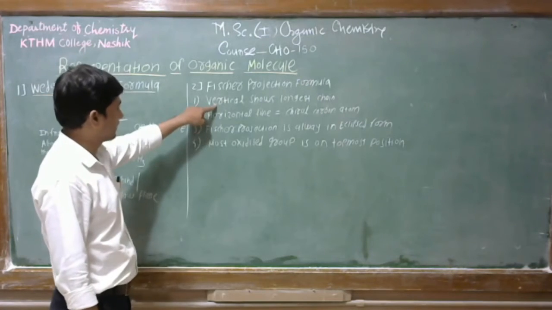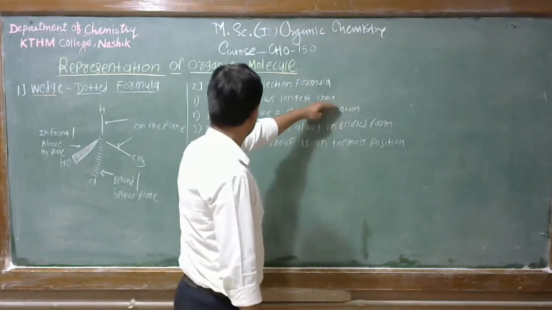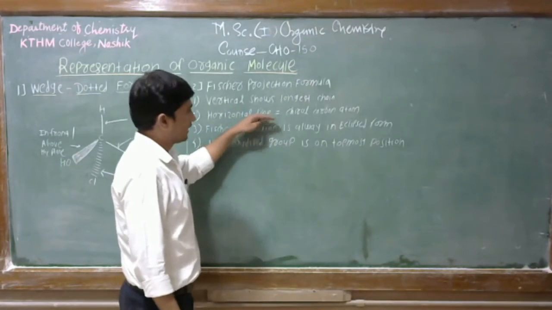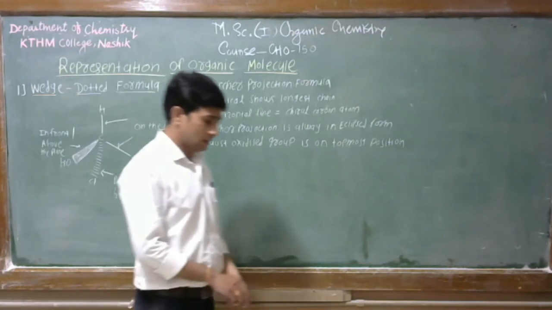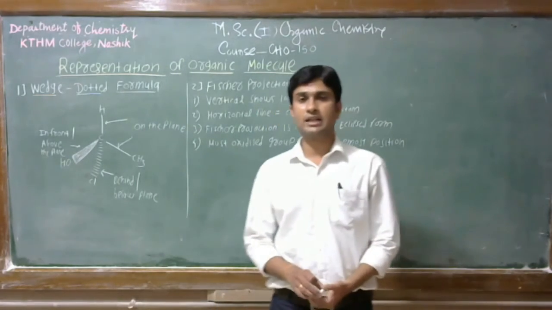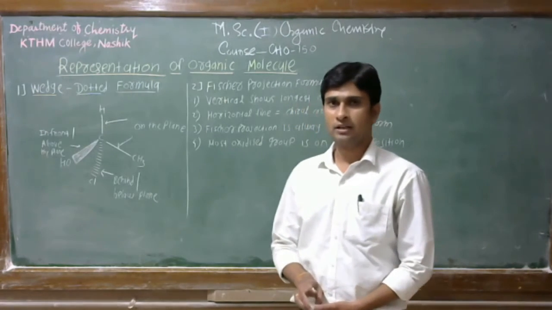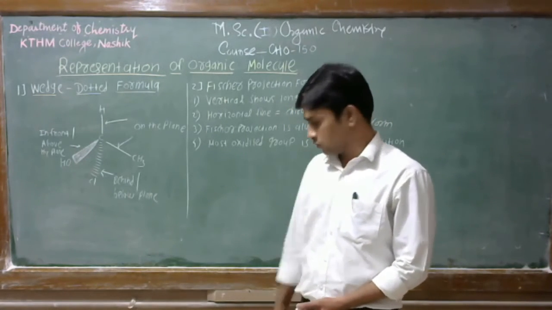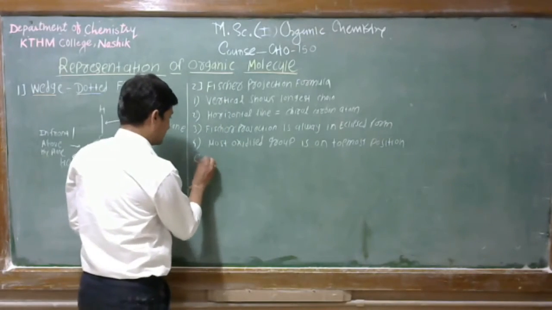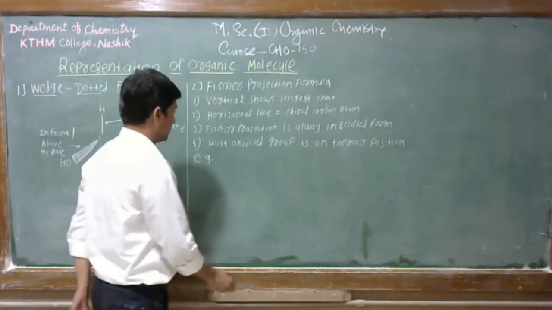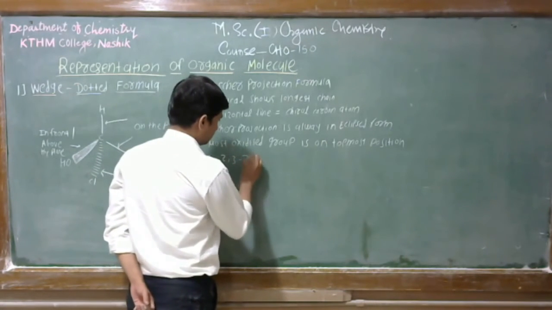See, the first one is that the vertical line shows the longest chain. The horizontal lines are equal to the chiral carbon atoms, the Fischer projection formula is always in eclipsed form, and the most oxidized group in the Fischer projection formula is always on the topmost position. For understanding this Fischer projection formula, we have taken here the example 2,3-dibromobutane.